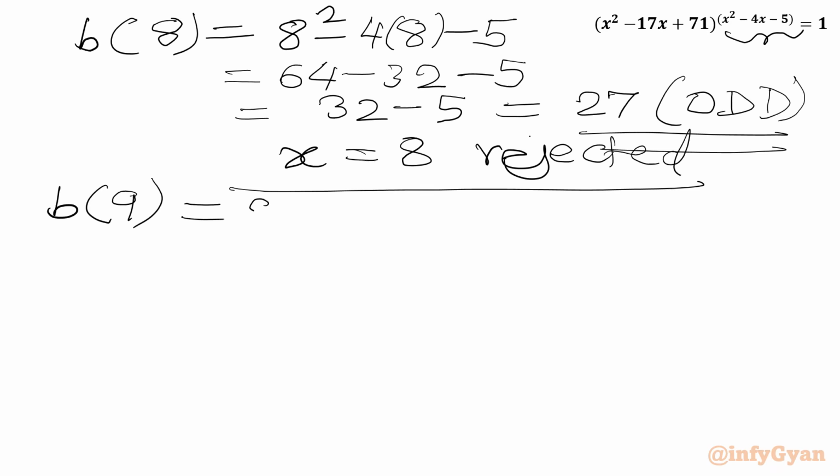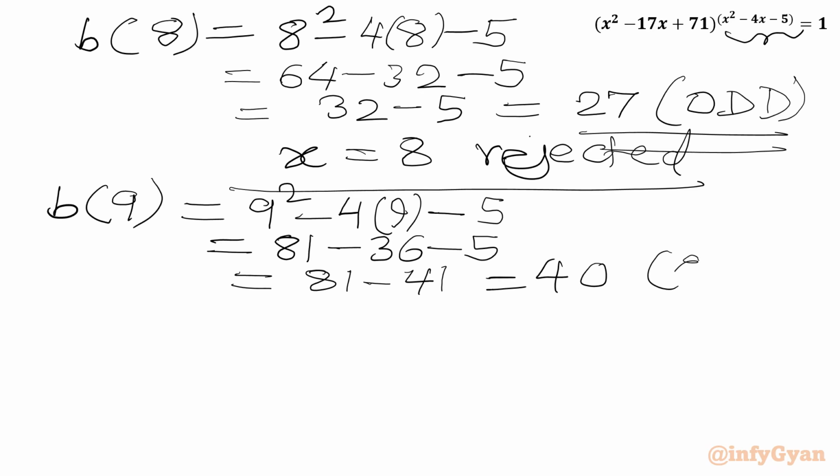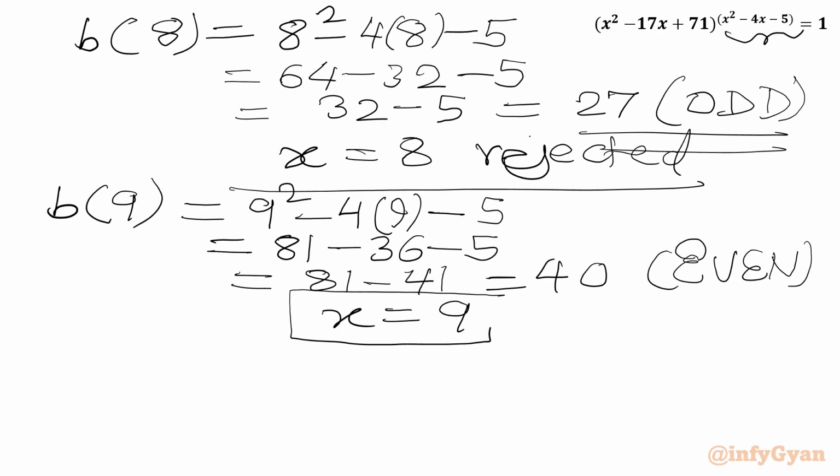Now we have to calculate b of 9. So I will put x equal to 9. 9 square minus 4 times 9 minus 5. The value will be equal to 81 minus 36 minus 5, or we can write 81 minus 41. So we are going to get 40, and 40 is even. So we have to accept x equal to 9. So I will write here that from case 3 we are getting x equal to 9.